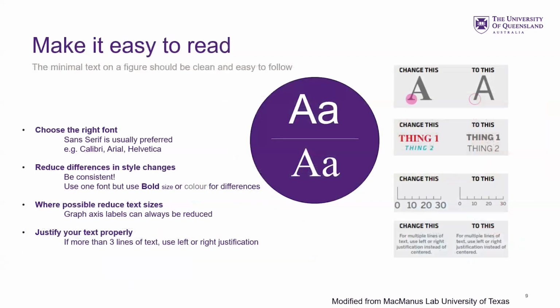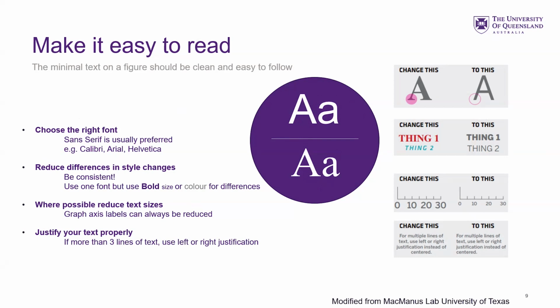Another important thing, and you'll see again when we get to some of the publications and their recommendations, is choosing the right font. Having minimal text on your figure, and it should be nice and clean and easy to follow, is really important. Most journals will say that you should have a sans serif font, not a serif font, which has these little accent bits. We don't need all the little ticks and things. And those fonts are things like Calibri, Arial, Helvetica. There are a few other ones that will come up, but they're the main ones.